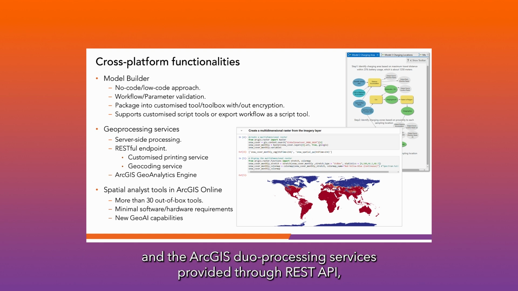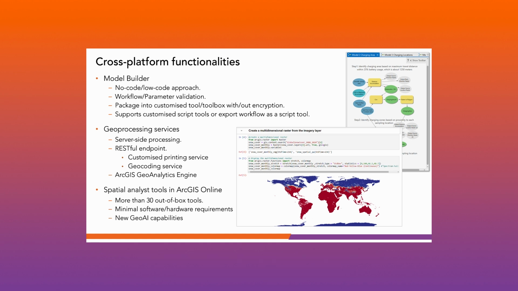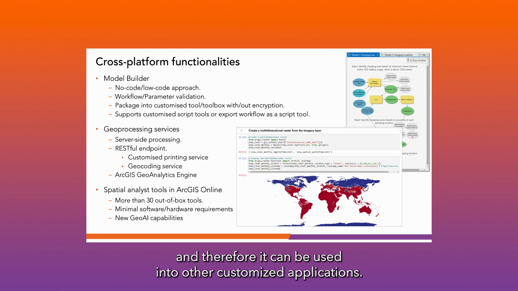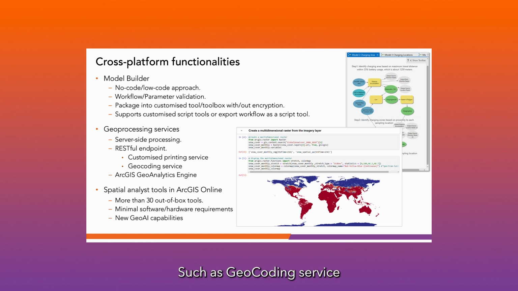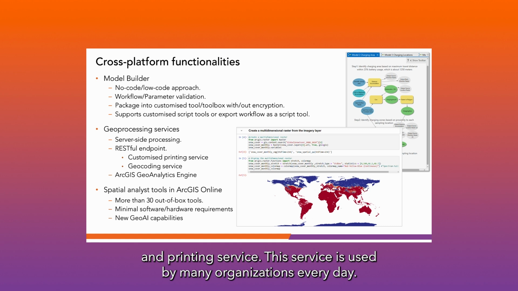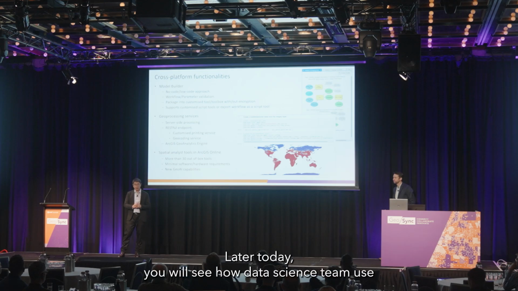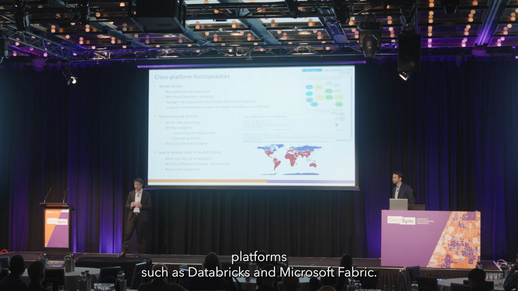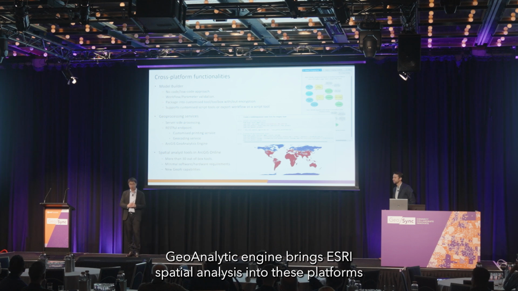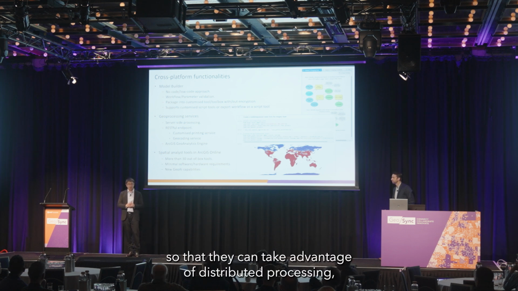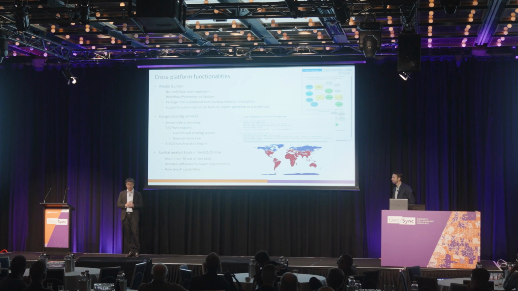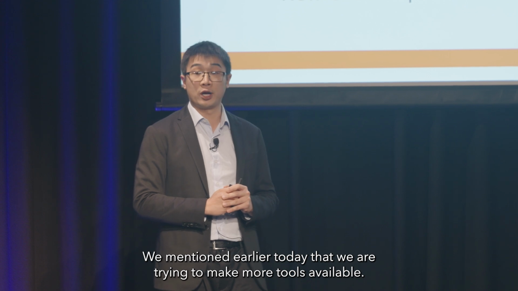And the ArcGIS geoprocessing service is provided through a REST API, and therefore it can be used in other customized applications, such as geocoding service and printing service, which are services used by many organizations every day. Later today, you'll see how data science teams use platforms such as Databricks and Microsoft Fabric. GeoAnalytics Engine brings spatial analysis into these platforms so that they can take advantage of the distributed processing capability that you have already invested in. We mentioned earlier today that we are trying to make more tools available beyond ArcGIS Pro.